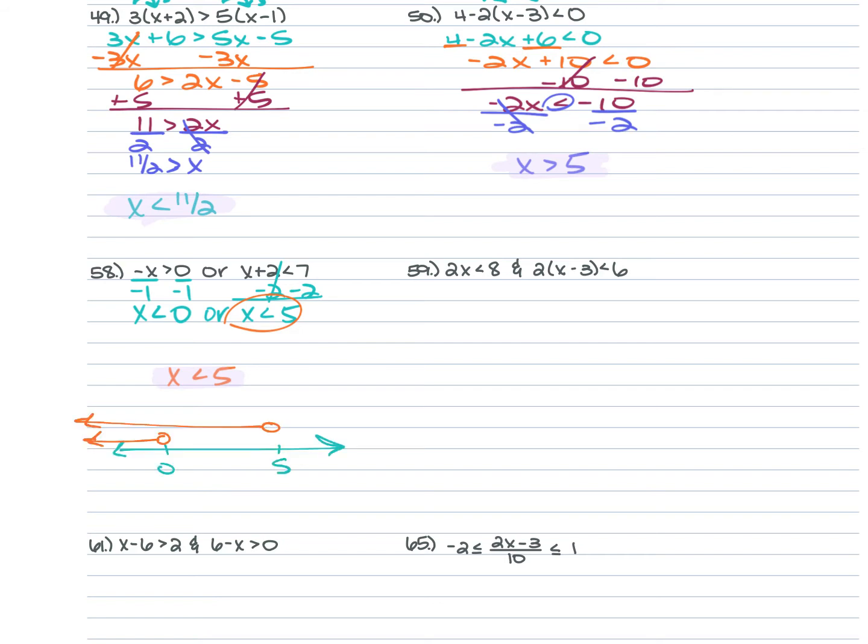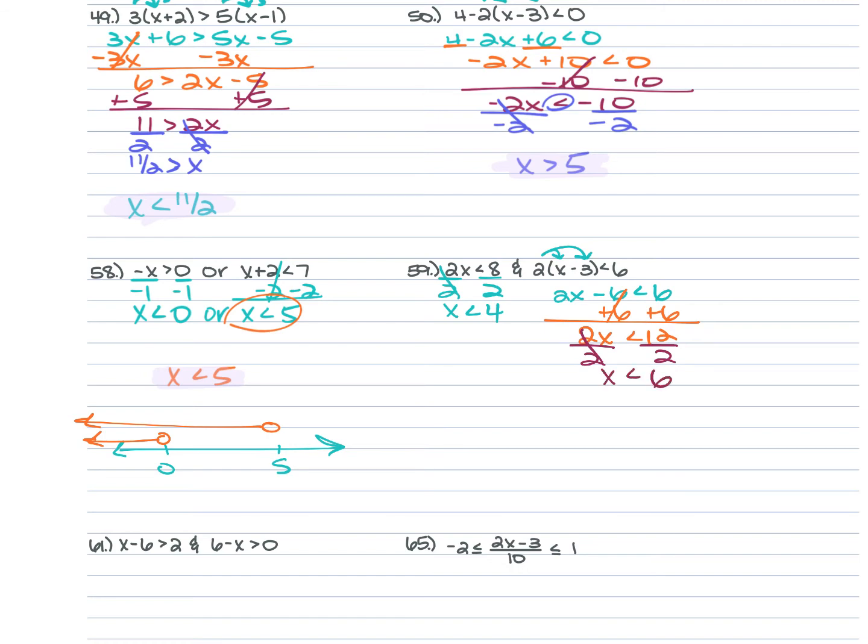For 59, you have 2x is less than 8 and 2 times x minus 3 is less than 6. Solve the one on the left first. What do you do to solve that one? Divide each side by 2. So you get that x is less than 4. For the one on the right, what are you going to do first? Distribute. Okay. So x is less than.